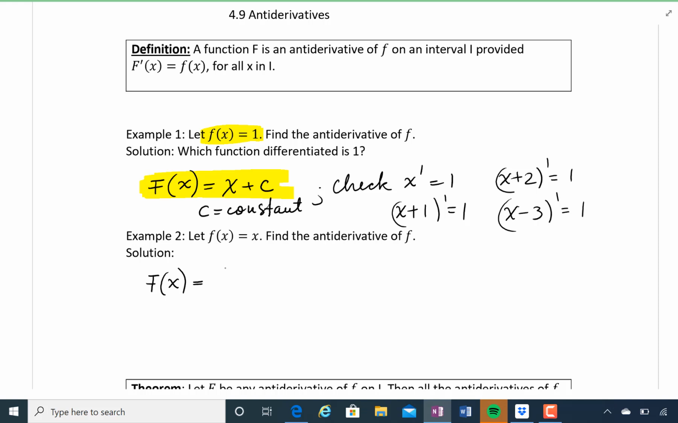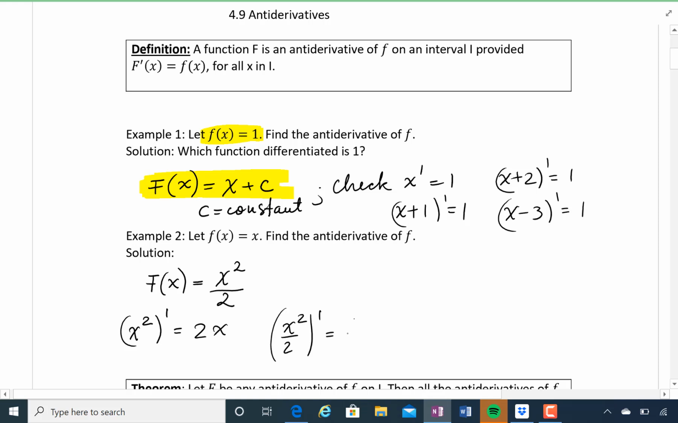Well, if you think about it, x squared, right? When you differentiate x squared, x squared prime is 2x. So then, in order for me to get x, I will have to divide by 2. So x squared over 2 prime is 1 over 2 comes in front and then 2x, which gives us x.